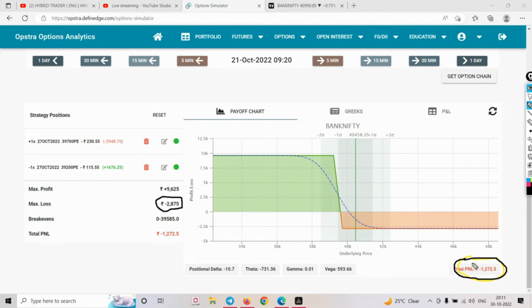Okay, we are at a loss already. It is giving, that's what, right? On the put side, yeah, it is giving a loss of 1,272, which is almost 40% of the loss. Okay, so now the trick comes.